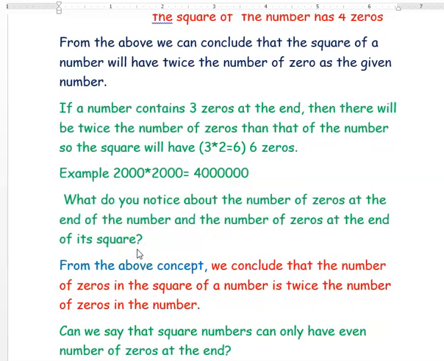The next question they have asked is, what do you notice about the number of zeros at the end of the number and the number of zeros at the end of its square? From the above, we can conclude that the number of zeros in the square of a number is twice the number of zeros in the given number.